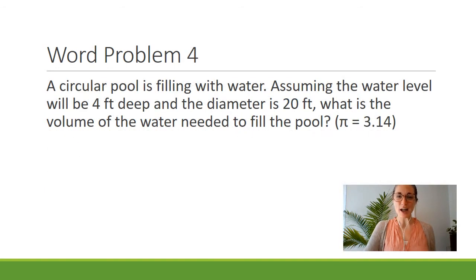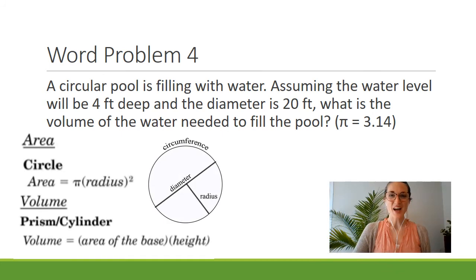For our fourth and final word problem, we'll look at this. A circular pool is filling with water. Assuming the water level will be 4 feet deep and the diameter is 20 feet, what is the volume of the water needed to fill the pool? On this side, you'll see some of the formulas that will be available on your formula sheet during the test. I've included the formula for area of a circle and also for volume of a cylinder, which we'll need both of to be able to solve this problem.